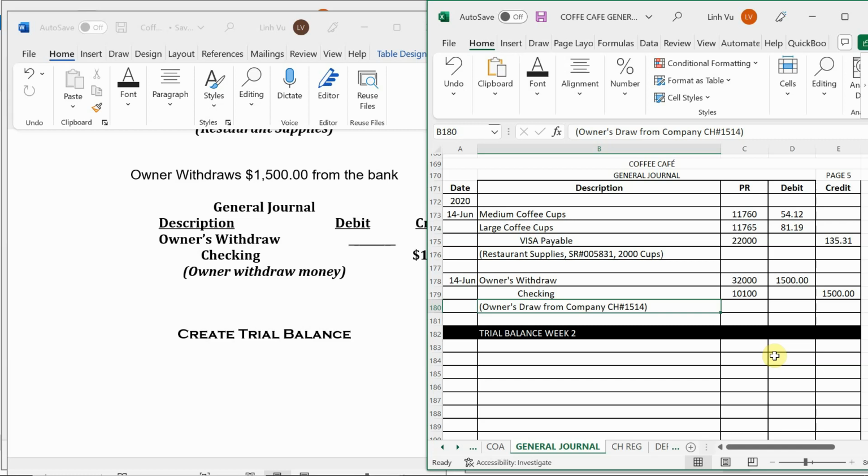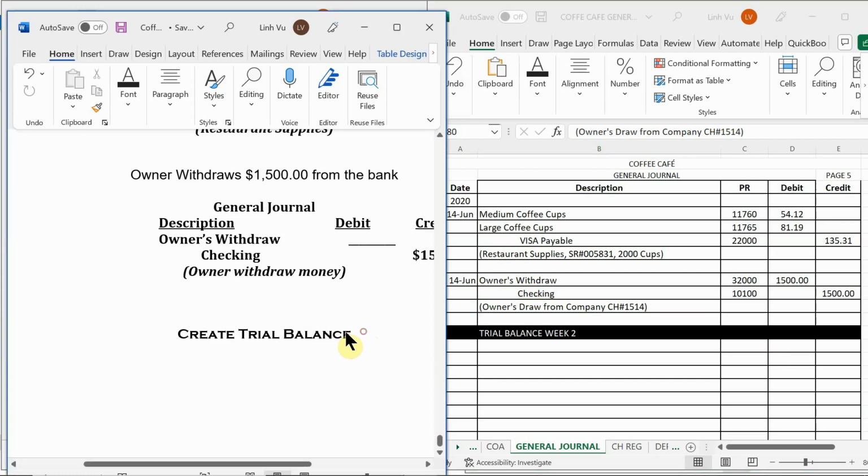Right, so welcome back to Coffee Cafe Week 2. This is where we last left off. All we have to do is complete our trial balance so we can ensure that the accounting we've been doing was accurate. Did we match our debits to our credits correctly? And did we make any mistakes along the way?